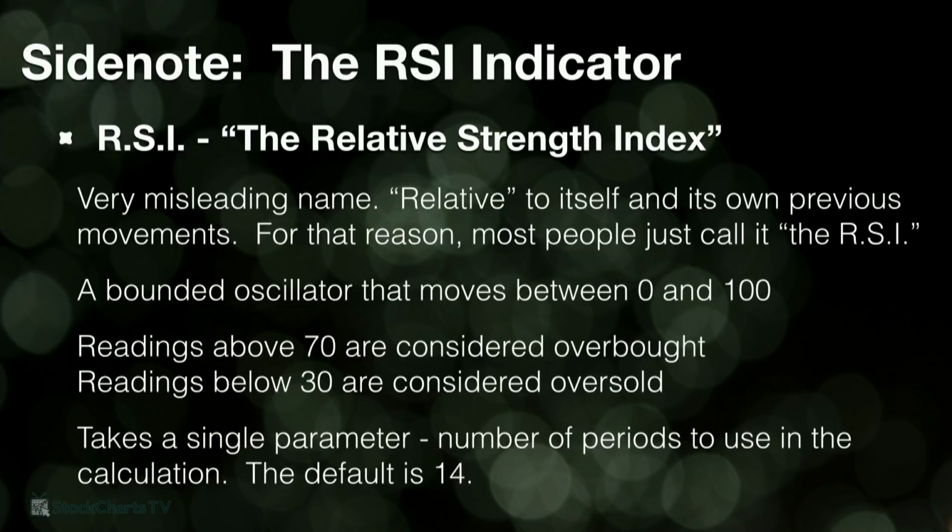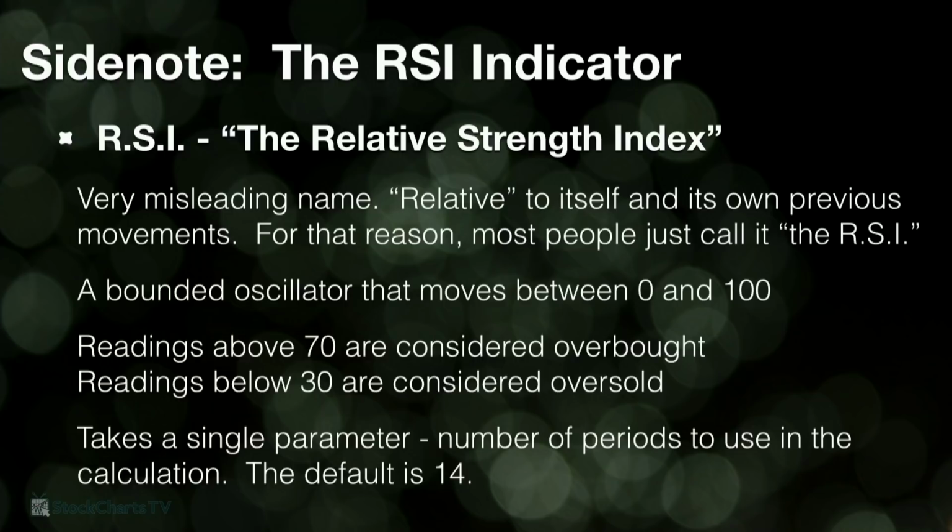The levels 70 and 30 were picked by Wells Wilder when he designed the indicator, but some people want to use 25 and 75 or other things, and those are completely fine. But 70 and 30 are the normal standard levels. And then finally, the indicator itself takes a single parameter, which is the number of periods.